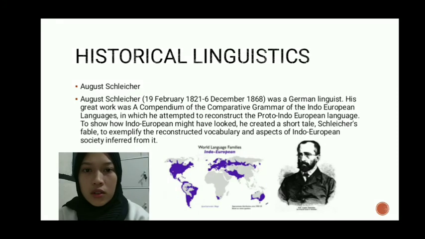August Schleicher, 19 February 1821 to 6 December 1868, was a German linguist. His great work was a compendium of the comparative grammar of the Indo-European languages, in which he attempted to reconstruct the Proto-Indo-European language. To show how Indo-European may have looked, he created a short tale, a skeletal fable, to exemplify the reconstructed language and the society inferred from it.